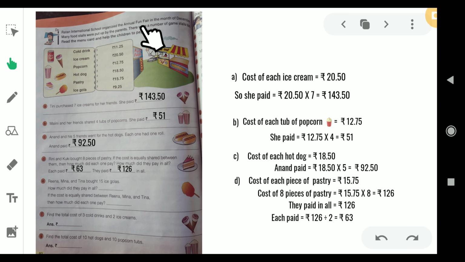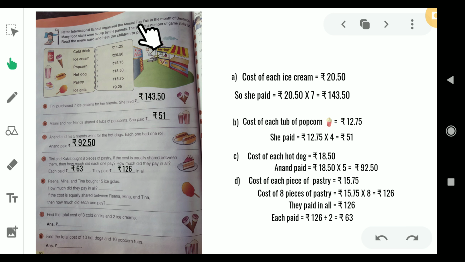Do you know what we mean by annual fun fair? It's a fair where you can sell items like cold drink, ice cream, popcorn, right? In the month of December, many food stalls were put up by the parents, and there were a number of game stalls too. Read the menu card and help the children to pay the bills.